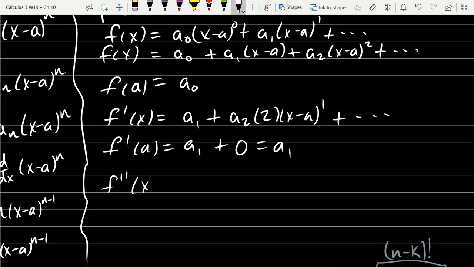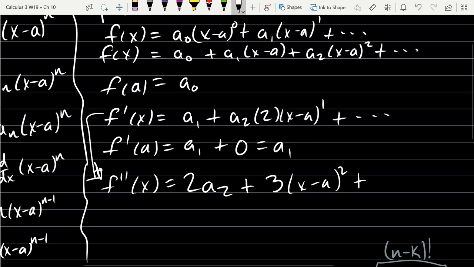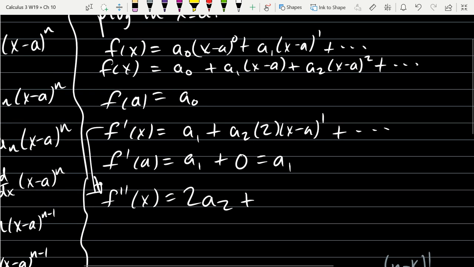Now I'm going f double prime of x. So I'm looking back at f prime of x, not f prime of a, because I want to take the derivative before I plug in a, or everything's going to be 0. So take your derivative, a1 is going to disappear, and we're going to get 2a2 plus, let's see, 3 times x minus a squared. I better write a couple more terms up here. We got a3, x minus a cubed.